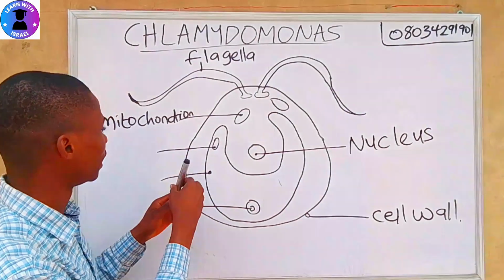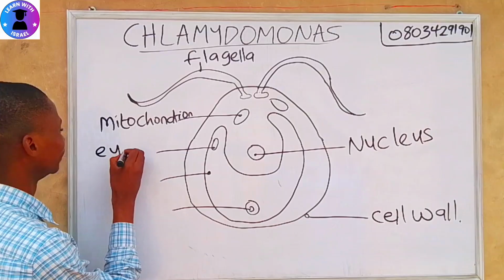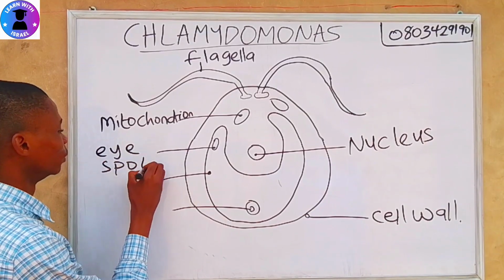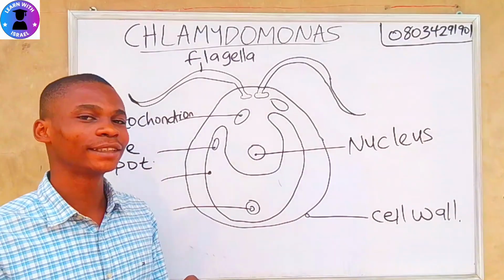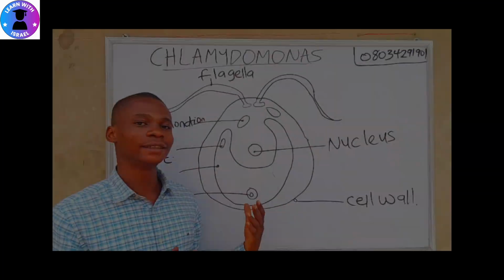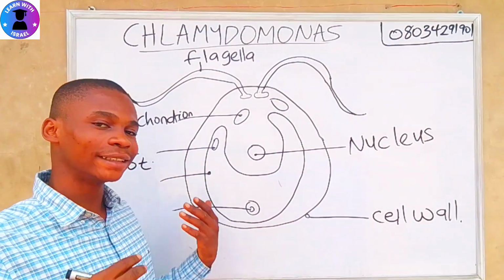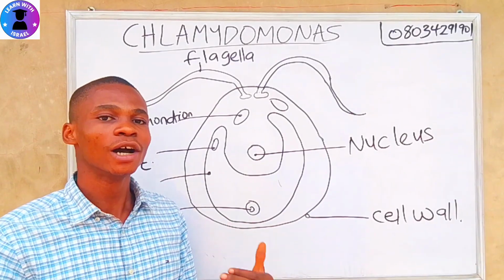So the next one here is the eye spot. The what? The eye spot. I said it earlier that I'm still going to show you when labeling the diagram of Chlamydomonas. So as you can see, the eye spot, which is also called the stigma, is used for detecting light.